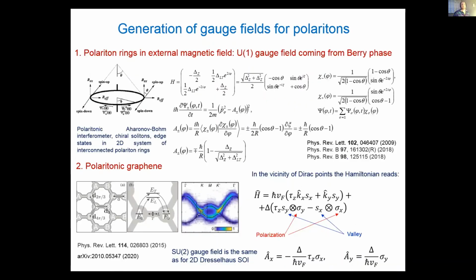So to have gauge field for polaritons, we somehow need to move out from the purely symmetric two-dimensional case. And there are already proposals for how this can be done. The first one was made by myself in collaboration with Guillaume and Dima Solnyshkov many years ago. This corresponded to a polaritonic ring placed in an external magnetic field. This external magnetic field will induce Zeeman splitting, and together with the effect of the TE-TM splitting this Zeeman splitting will induce Berry phase for polaritons moving clockwise and anti-clockwise in this ring.